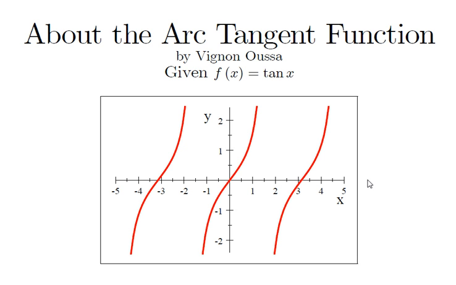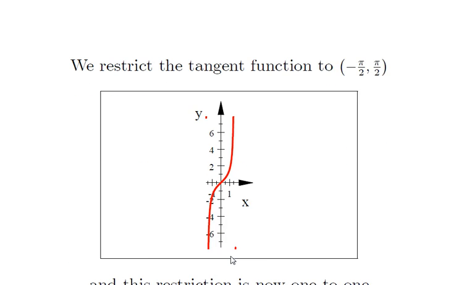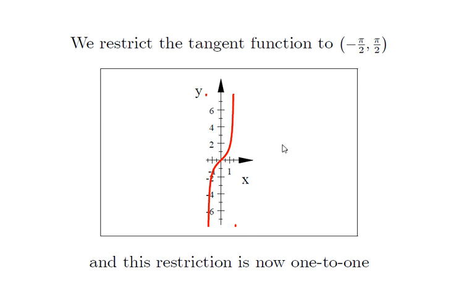So what we'll do here is restrict the tangent function to the open interval negative pi over 2 to pi over 2. Notice that after this restriction, the graph of this function will pass the horizontal line test. So this restricted function on the interval negative pi over 2 to pi over 2 is one-to-one, and therefore it has an inverse function. Now we'll be able to define the inverse of the restricted tangent function.